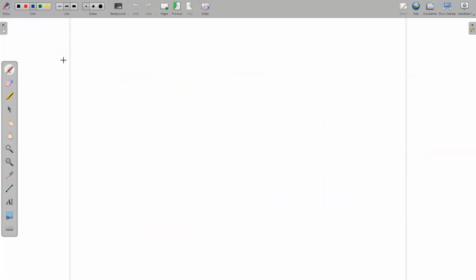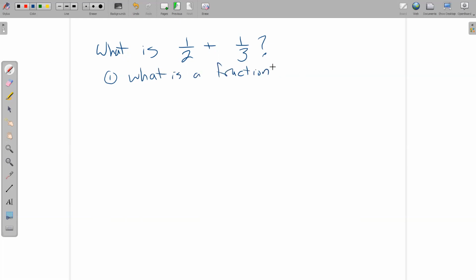So let's start with a nice, easy example. We'll first look at it by drawing, and then we'll play around with the toys. So I want to figure out what is 1/2 plus 1/3. And to do this, there's two things I have to do. I have to answer a couple of questions. One question is, what is a fraction? The second question I have to answer is, what does it mean to add?